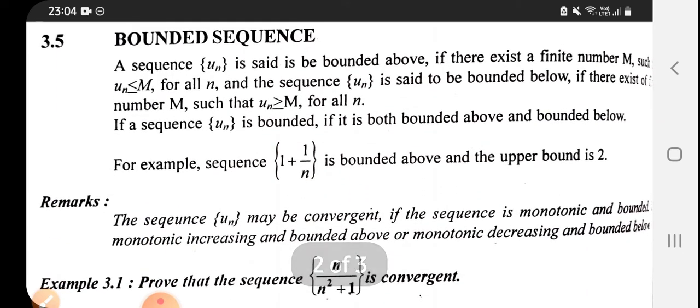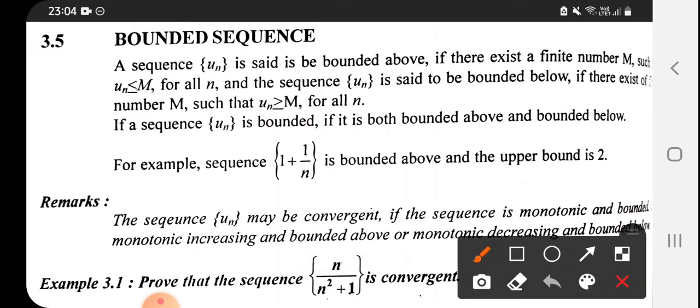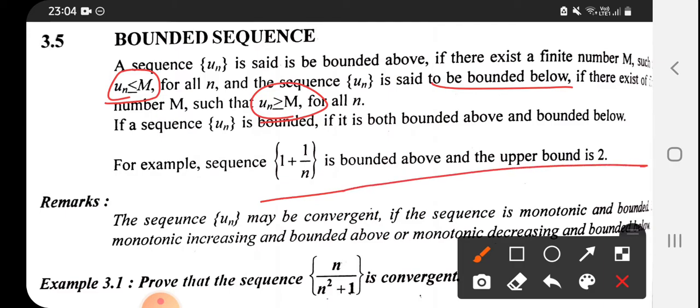Bounded sequence. If all terms of the sequence are less than some finite value, this is called a bounded above sequence. And if all the terms of the sequence are greater than some fixed value m, this is called a bounded below sequence. 1 plus 1 upon n is bounded above. Here the upper bound is 2. That means all the terms are less than or equal to 2.